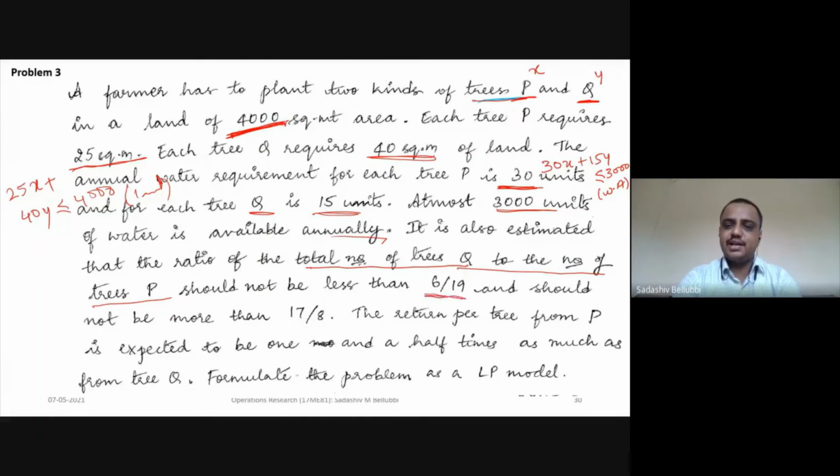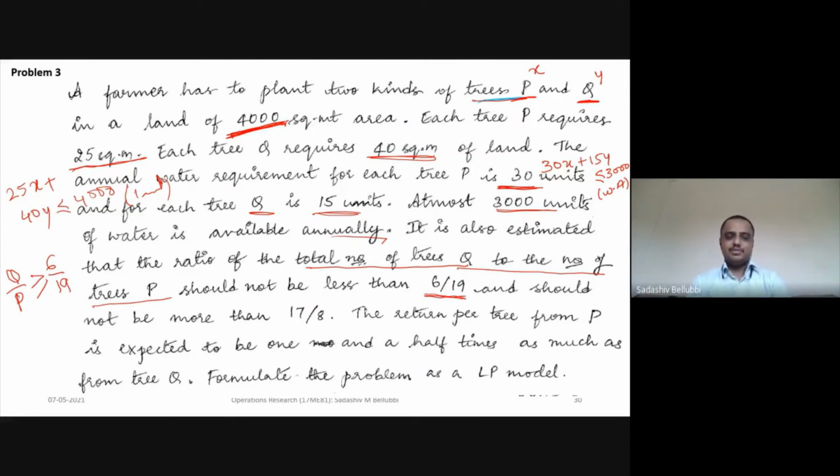So it means that they have not directly given the number of trees of type P and type Q, but they have given the ratio, that is, the ratio of type Q to P should not be less than 6/19. So should not be less than 6/19. It means that it should be greater than or equal to 6/19. It's not a 9, it's a 19.